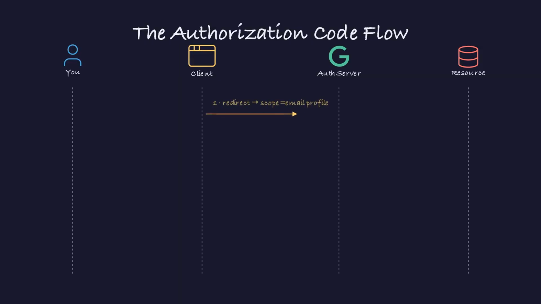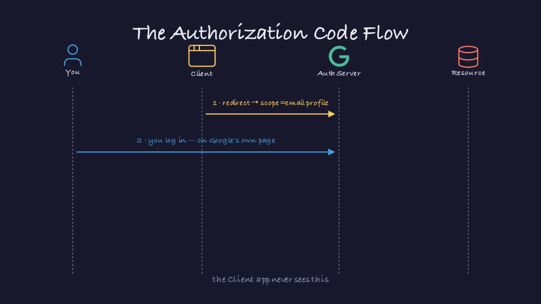Step 1, you click Sign In with Google. The app redirects your browser to Google with a request, including a scope. Scope is critical. It defines exactly what the app is asking for, not your password, just email and profile. Step 2, you authenticate. Google shows its own login page on Google's domain, in Google's UI. The client app never sees this.